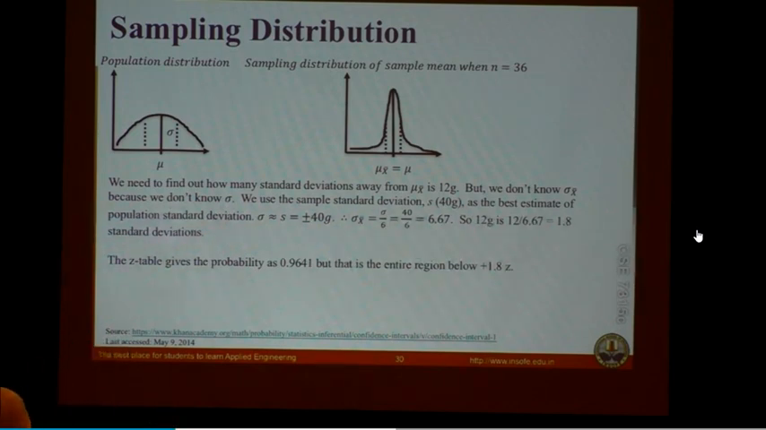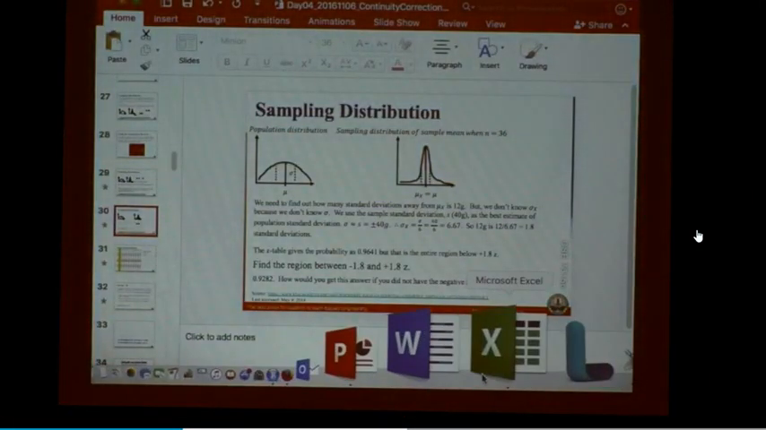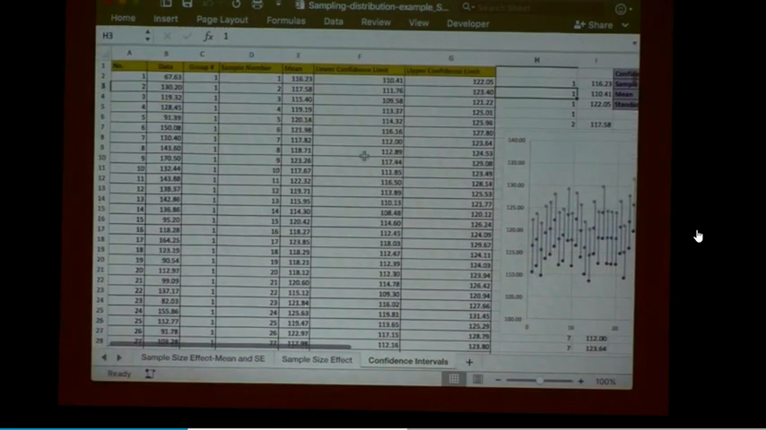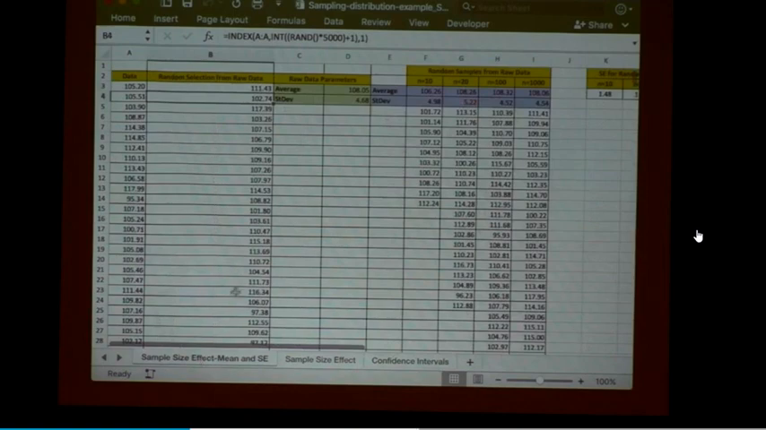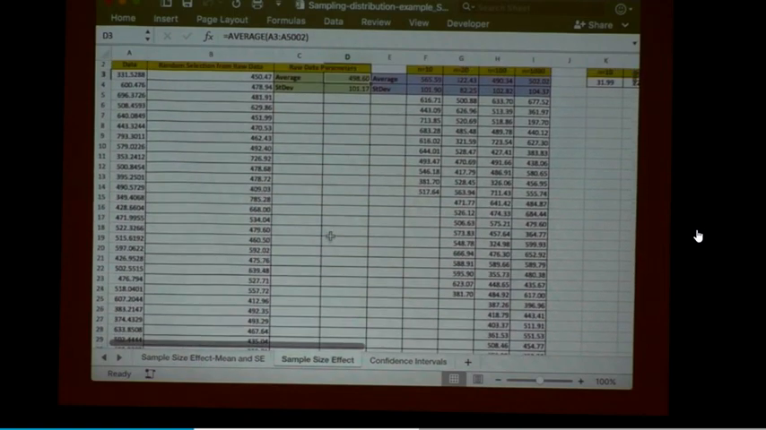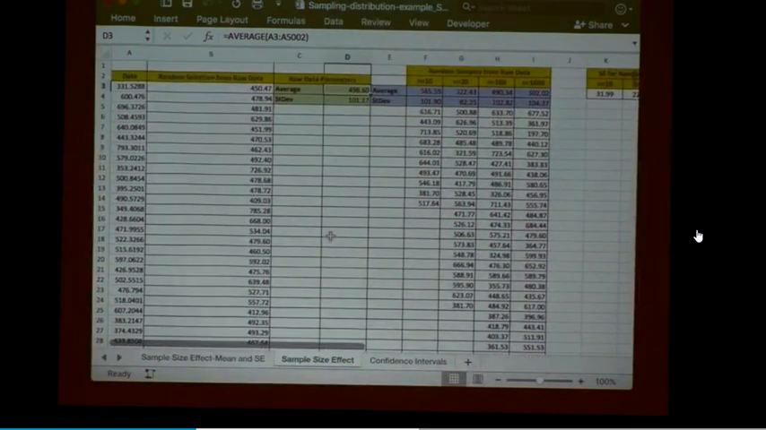And if you don't want to believe me, let me show you some Excel numbers I had played with some time back. Is the font visible in the back? Yeah. Okay.